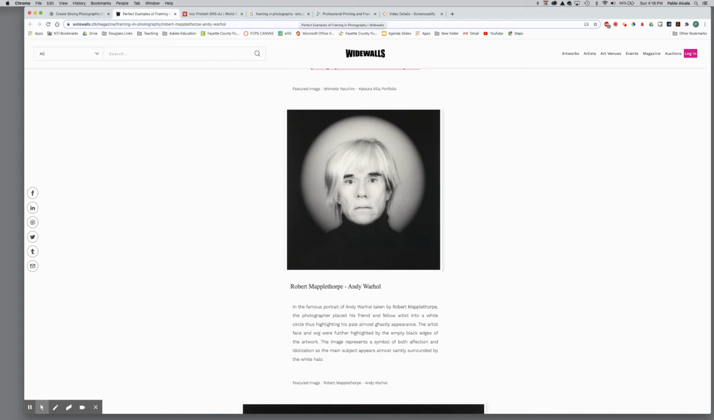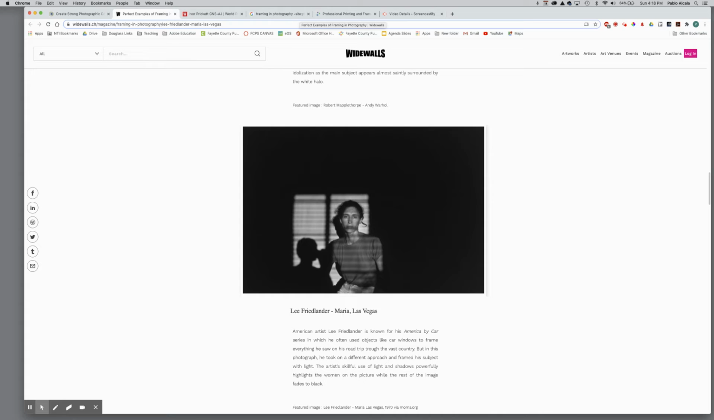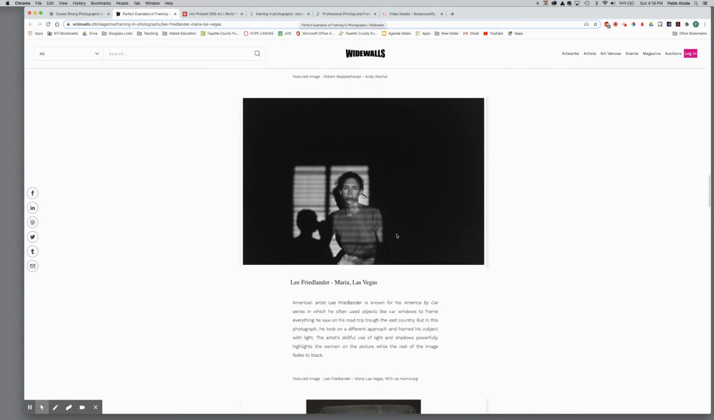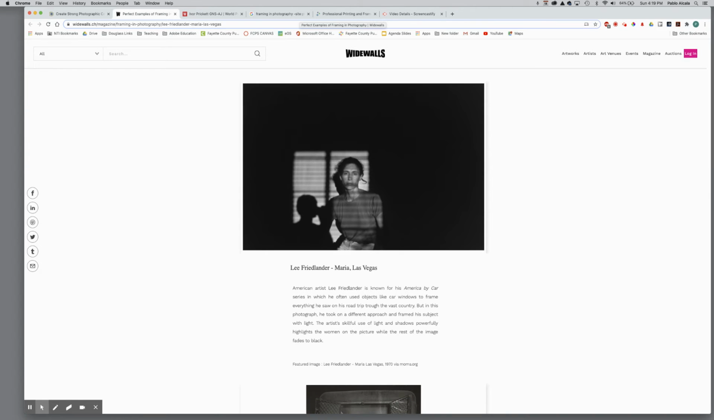A portrait of Andy Warhol made by Robert Mapplethorpe. Again, he's framed just by, I think, maybe a spot of light on the wall behind him. Lee Friedlander has framed a picture. He's using the window light to light his subject here, and he put her also in the frame of the light spot on the wall back over there.